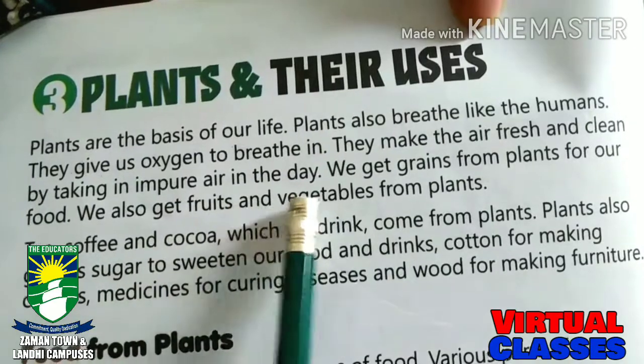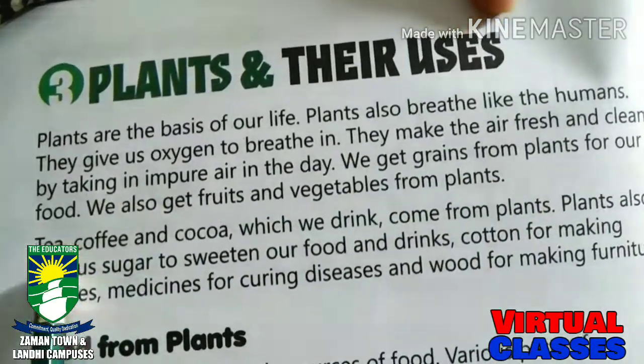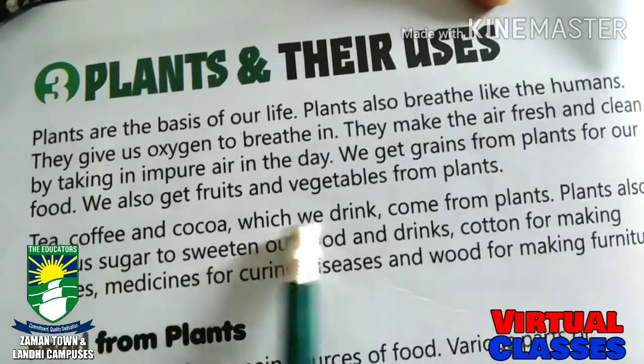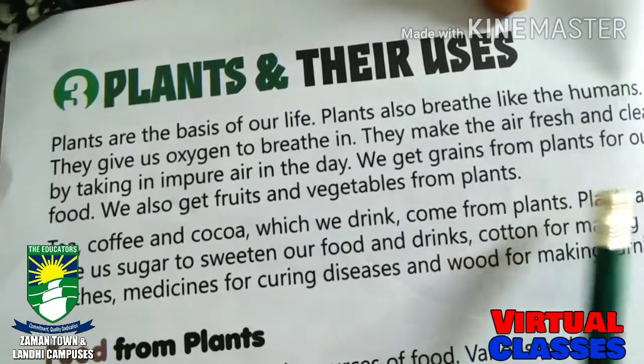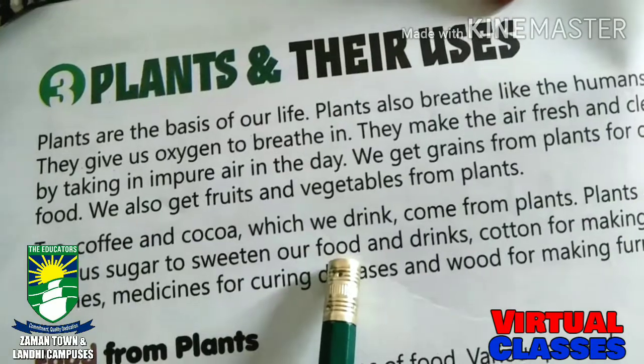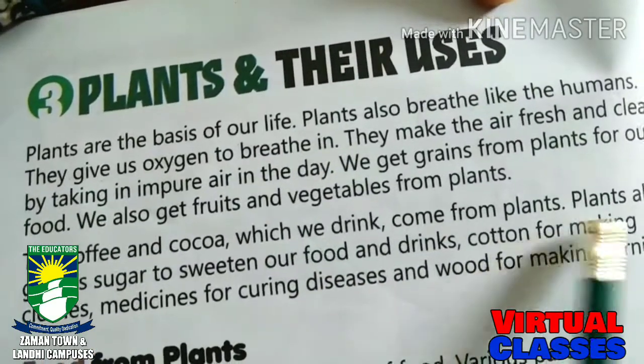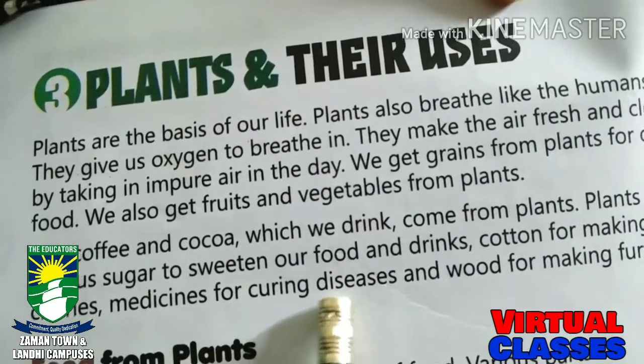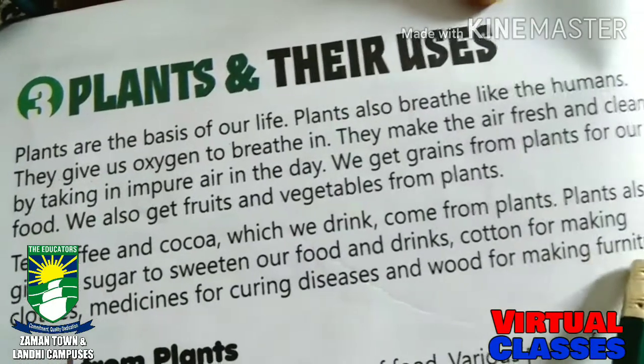We also get fruits and vegetables from plants. Tea, coffee and cocoa which we drink come from plants. Plants also give us sugar to sweeten our food and drinks. Cotton for making clothes, medicines for curing diseases and wood for making furniture.